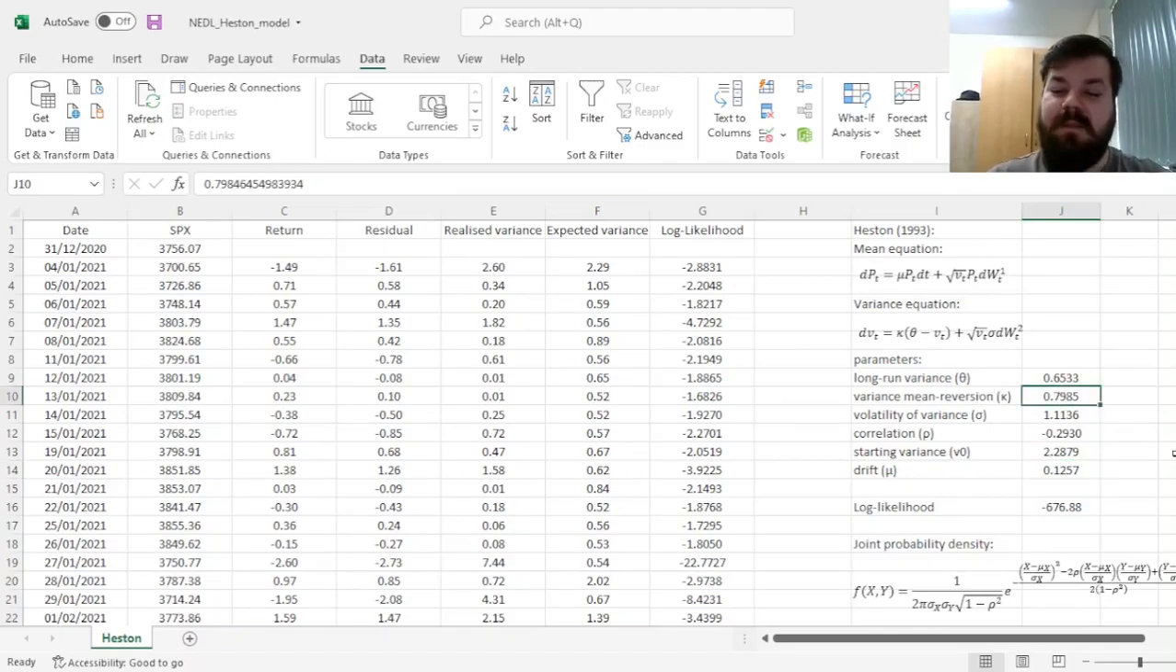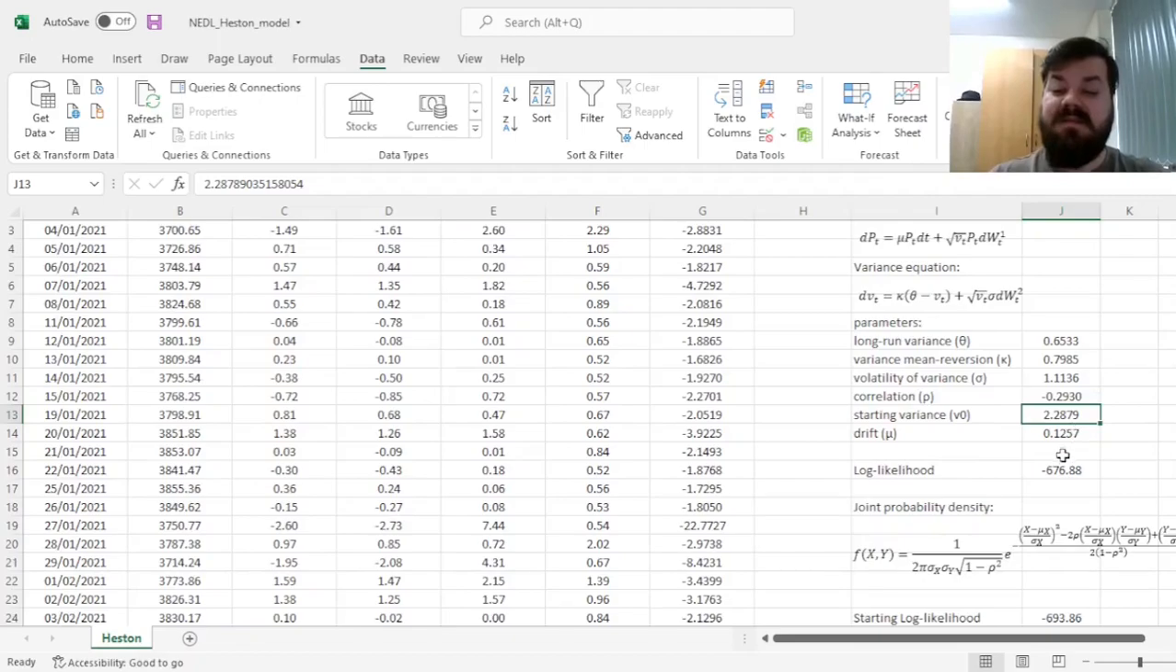We have got imperfect, however quite fast, mean reversion of 0.79, meaning that almost instantly, but not perfectly instantly, the variance returns back to its long-run level. Our long-run variance is slightly smaller than the sample variance, and our starting variance captures a higher residual that we have got in the very first day.